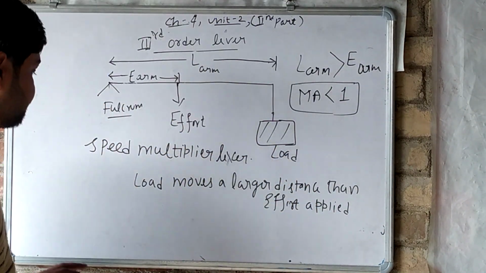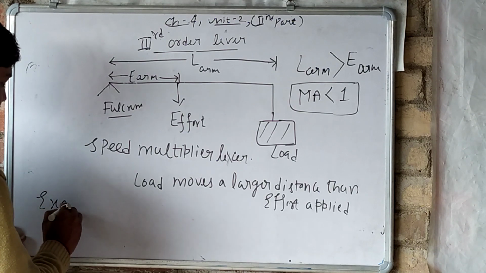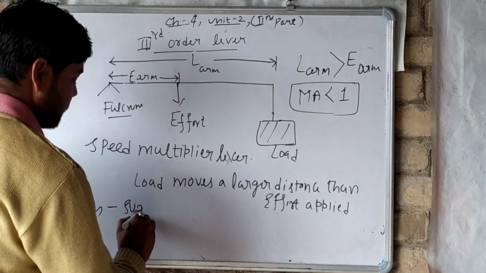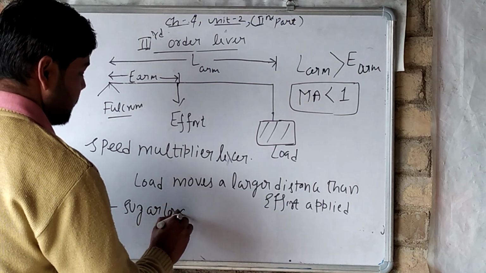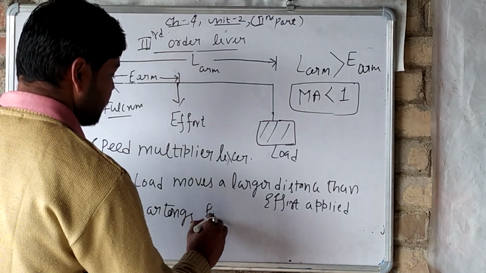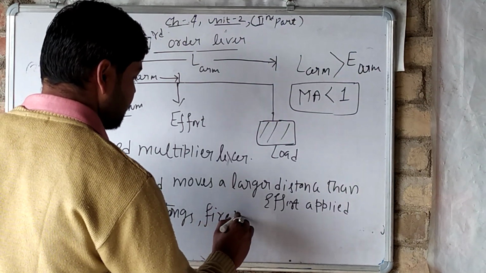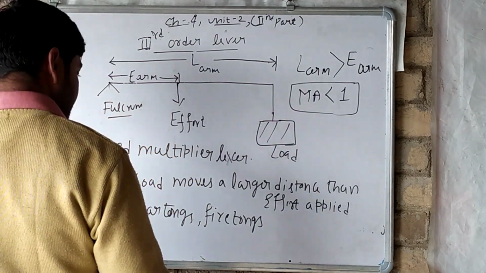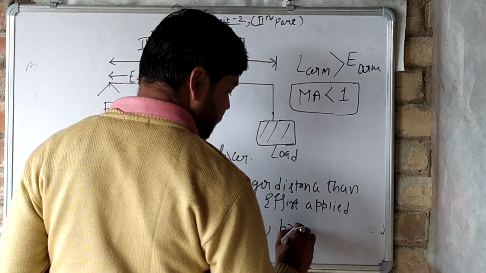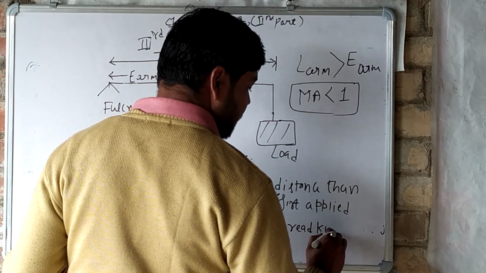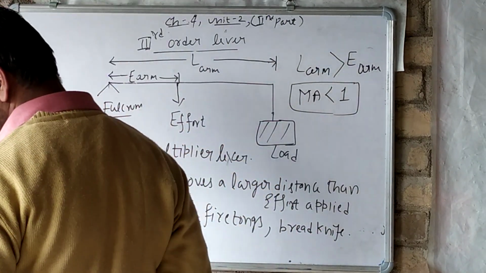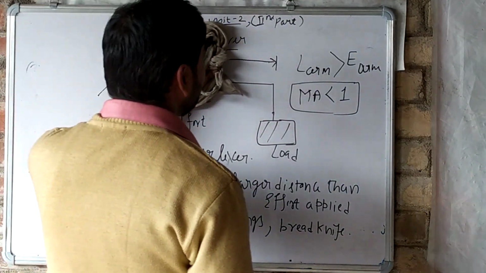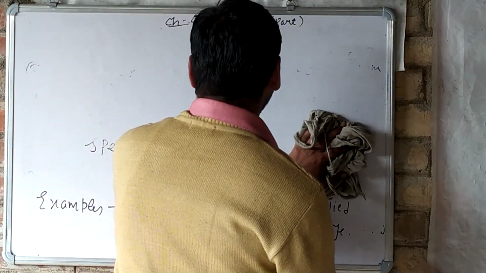A few examples of third order levers are sugar tongs, fire tongs, and a bread knife. All of it is given in your book on page number 70. Okay, so this is what we have to study in the third order lever.